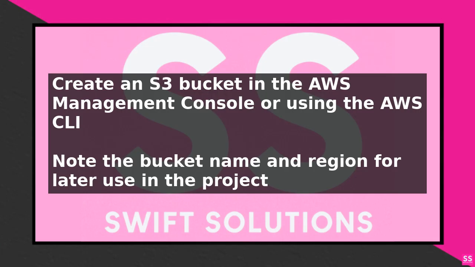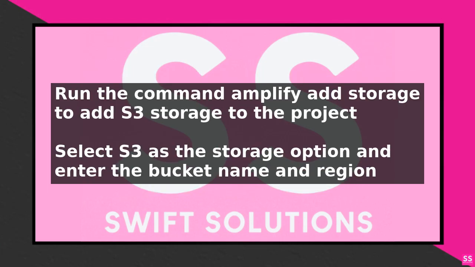After deployment, you can use the AWS Amplify SDK in your application to interact with the S3 bucket. You can use the SDK to upload and download files, as well as manage the bucket's access permissions. To use the S3 bucket in your application, import the AWS Amplify SDK and initialize it with your AWS credentials. You can then use the SDK's S3 client to perform operations on the bucket.